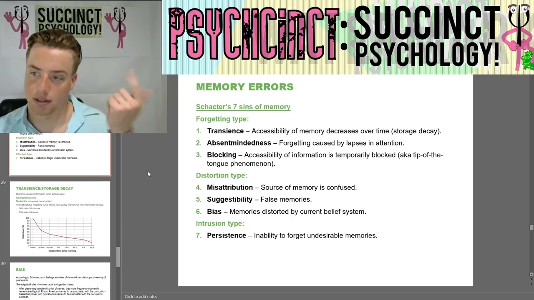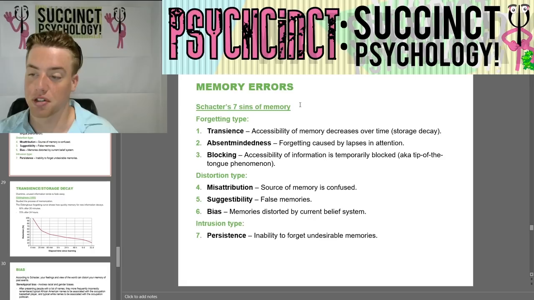Now, we have the distortion type. So misattribution, which is when the source of a memory is confused. And suggestibility, which is false memories. And then we have bias, which is memories distorted by current belief systems. And then finally, you have the intrusion type, which is persistence, the inability to forget undesirable memories.